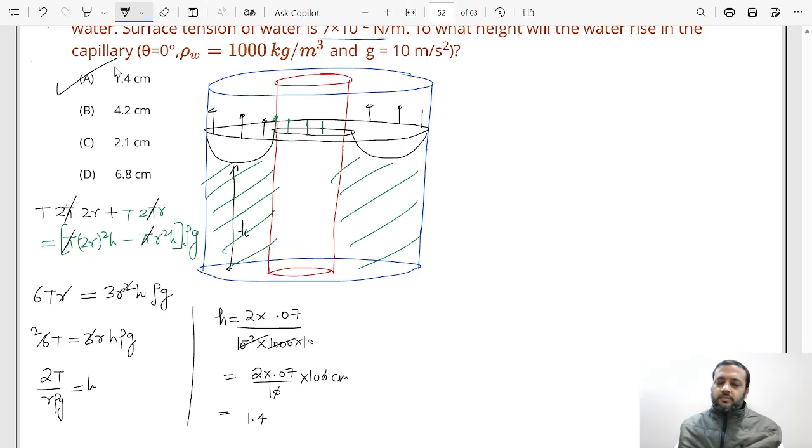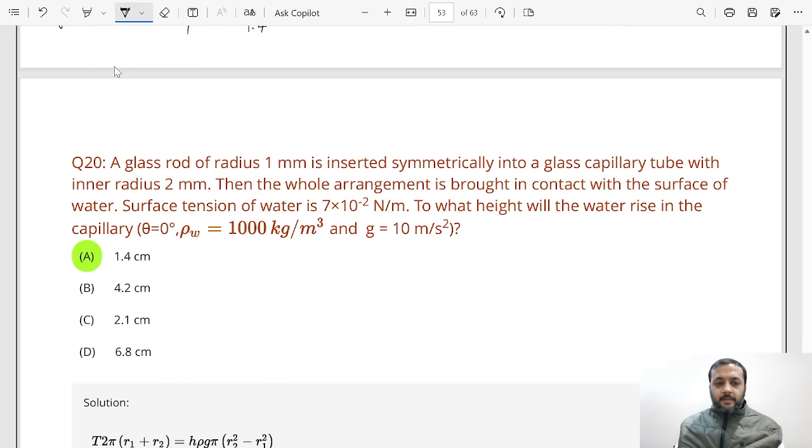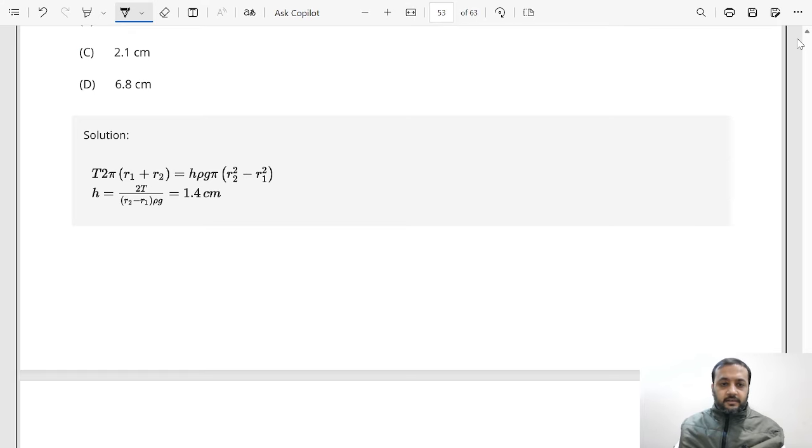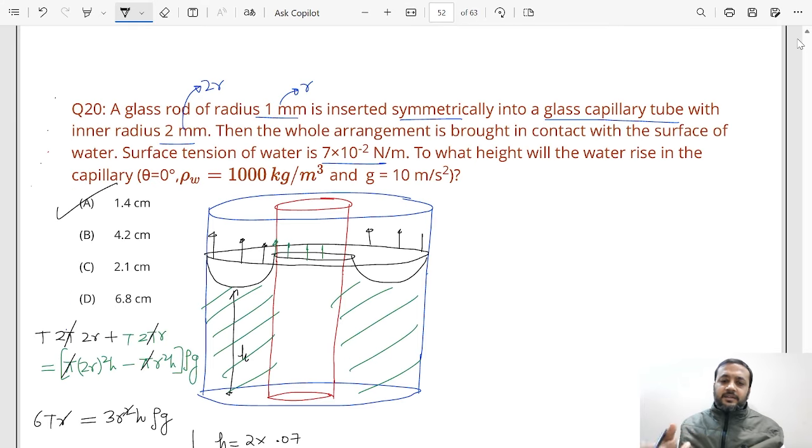But in case you could not do it, this was still a good question. I mean, this required a visualization. Okay, we can do this question by one more method, that is the pressure method.